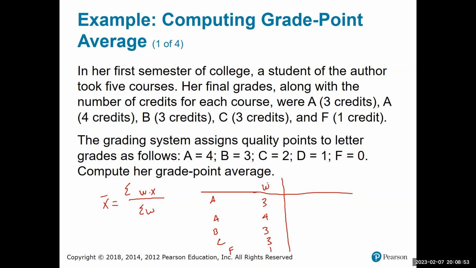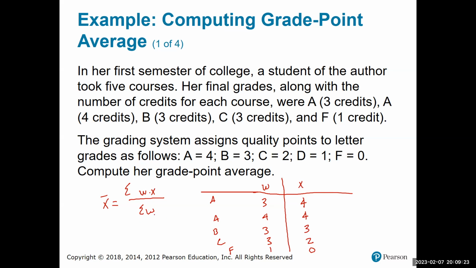Okay, so these are my weights, right? Everything here, the 3, the 4, the 3, not the letter grades, but the numbers here are the weights. And the data values, well, those are going to be the points assigned for each grade, right? So my A is going to give me 4 points. My A here also 4 points, right? The B is going to give me 3, the C is going to give me 2, and I get 0 for my F.